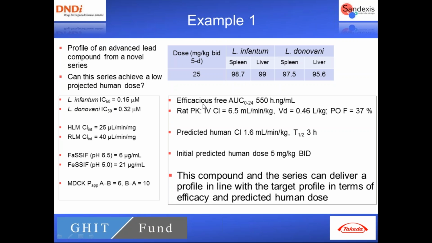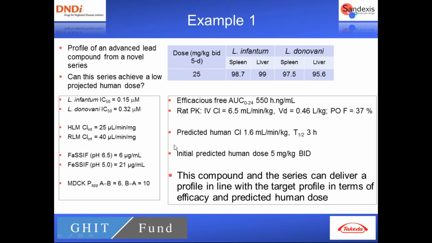We've generated IV and oral rat PK data, so the compound's got pretty low clearance, about 10% of liver blood flow, moderate volume because it's essentially a neutral compound, and moderate bioavailability, and some of that might be linked through to its not spectacular solubility. So we've gone through and used the tool just as Mark described, inputting the rat PK data, inputting the plasma protein binding data for rat and human, and I'll show that on the next slide.